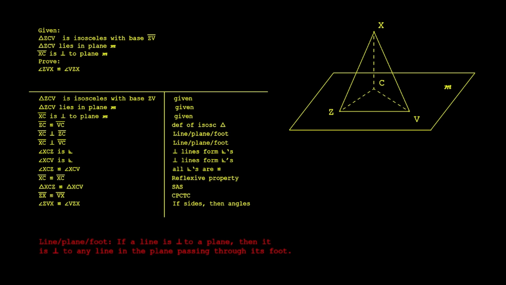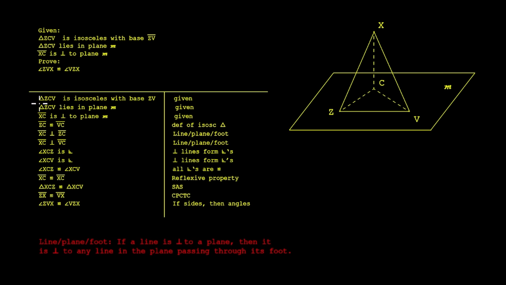In this video, we will be doing a longer proof involving 3D triangles, perpendicularity, isosceles triangles, and such. The givens and prove are right here. You can take a second to read them. We will be going through this proof down here and writing it out on the diagram over here.